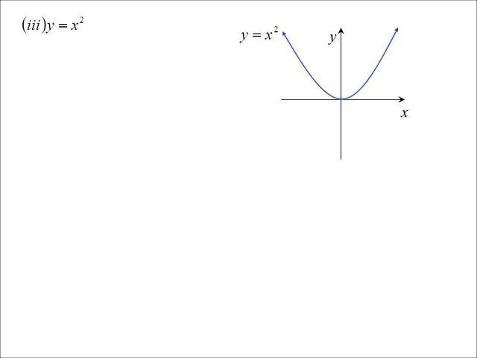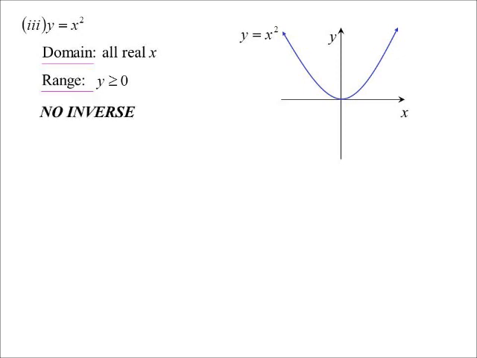So put it in our parabola. There it is. And we go, oh, well, the domain's all real x. Oh, yes. Range is y is greater than or equal to 0. Fantastic. Oh, hang on a sec. Fails the horizontal line test. Hasn't got an inverse. So I'm going to have to restrict the domain.